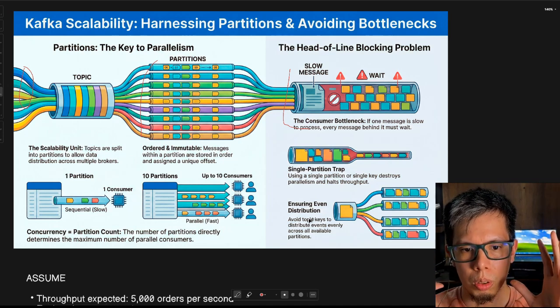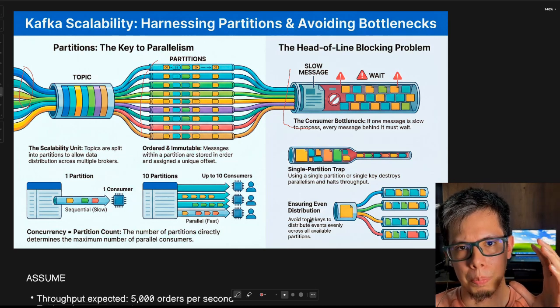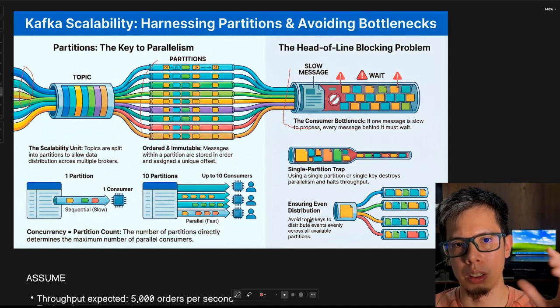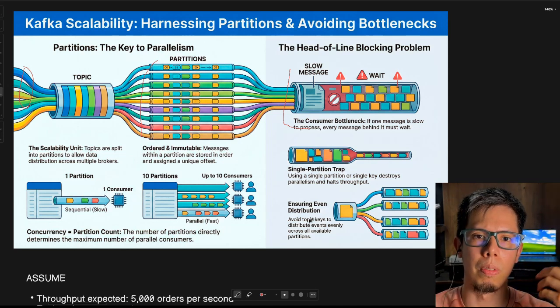So all in summary, this is the concept that you have to take note of when you are designing the number of partitions and the number of brokers that you will need in your system. You have to take note of the expected throughput in your system.